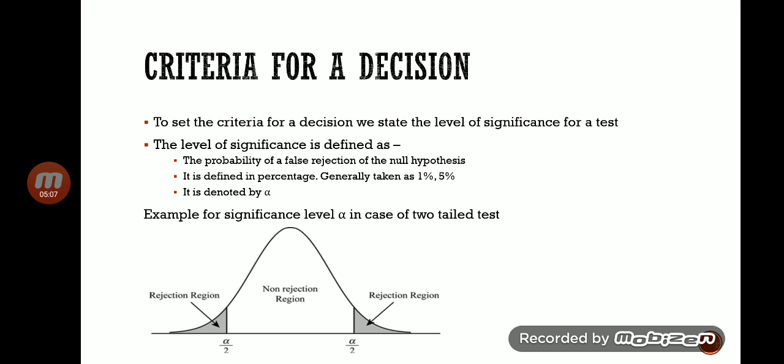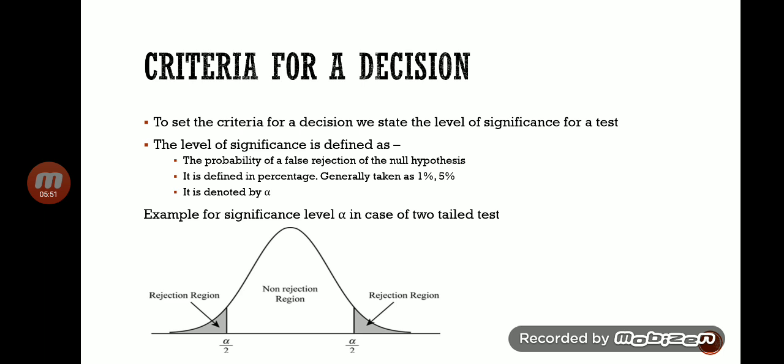if the probability of getting a sample mean of x value is 2%, and if I have assumed my level of significance as 5%, then I would state that my null hypothesis is wrong and I would accept my alternative hypothesis. The level of significance is denoted by alpha and the confidence interval is denoted by 1 minus alpha.